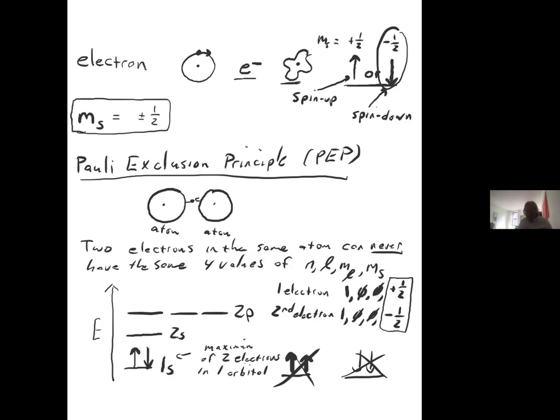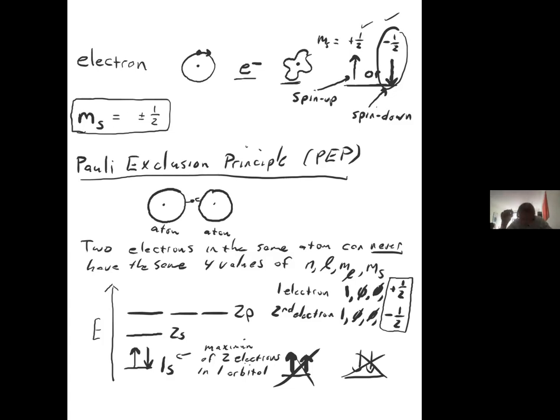No more than 2. Can't have 3, because if you had a third one, it would have to be spin up or spin down. Now, if the universe were different and you could have m sub s as plus 1/2, plus 3/2, minus 1/2, and minus 3/2, with 4 possible values, then you could put 4 electrons into one orbital. But in our universe, you can only have plus 1/2 or minus 1/2. That's the limit for what we call fermions. And so that means we can't fit more than 2.